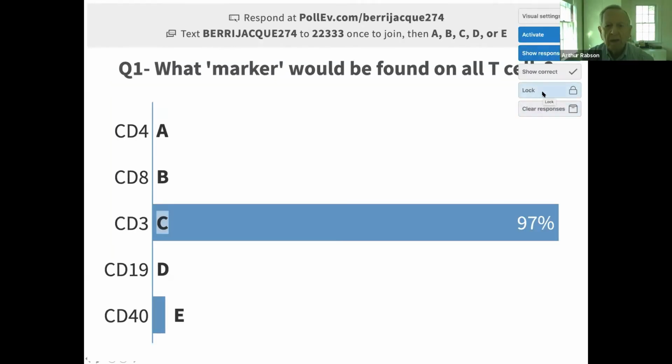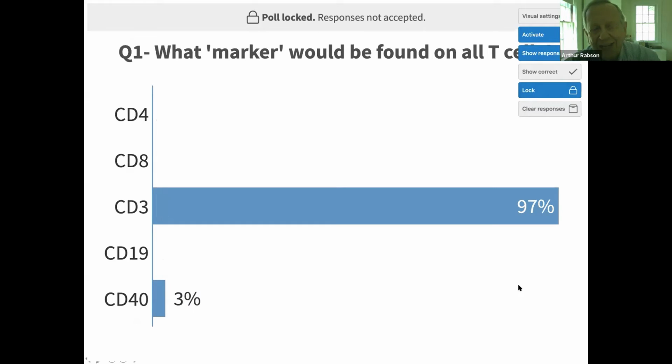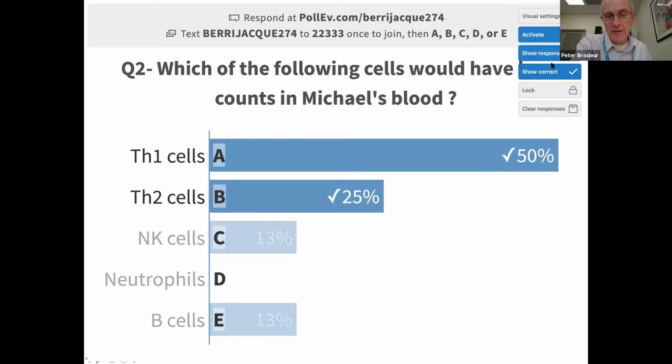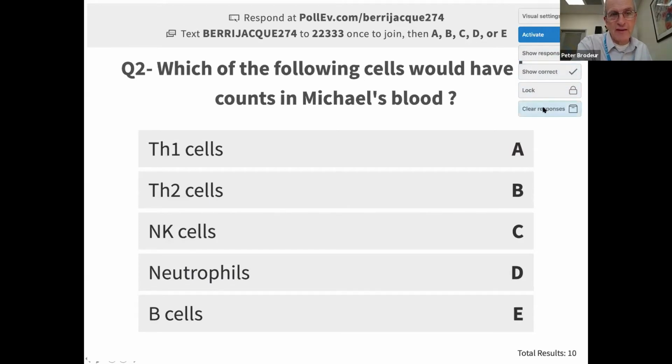Okay, all good. Right. Thanks, Barry. So the question here is what markers are found on all T cells? And the answer is that CD3 is found on all T cells. CD40 is on a subpopulation of T cells. And thank you for not saying 4 and 8, and obviously not 19, which is only on B cells. So just for clarity there, it's CD40 ligand, the molecule that interacts with CD40, that would be found on T cells.